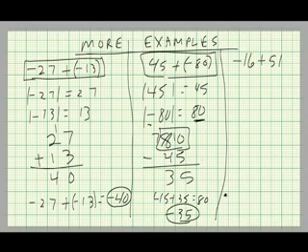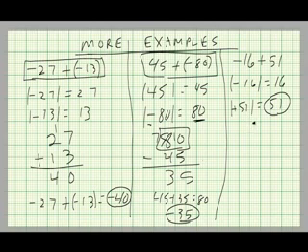One final one right here. I've got the absolute value of negative 16 is 16, plus 51. The absolute value of 51 is, of course, 51. This is going to be the larger one. It's positive. Okay, so I know my result is going to be positive.